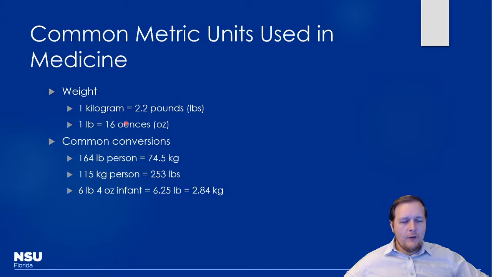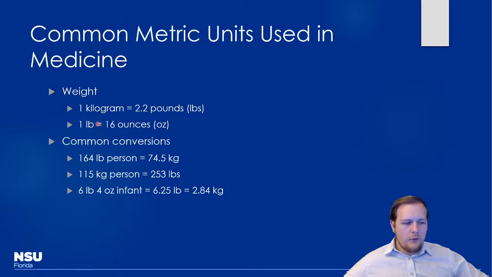Okay, and then another thing that's really frustrating when you're dealing with infants that are just born is they always talk about how much they weigh in pounds and then in ounces. I don't know why they do that. I don't need to tell my kids 7 pounds, 6 ounces or something like that. Just tell me how many pounds they are, right? But 1 pound is going to be equal to 16 ounces, okay?